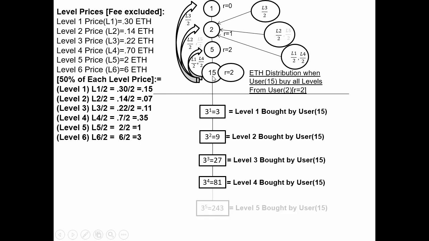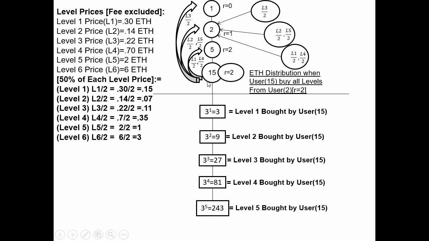Same way, user 15 buying level 5. Level 5, 50% money, which is 1 Ethereum, will go to user 2. And L5 by 2, 1 Ethereum, will go to user 2 again, as it is the introducer.